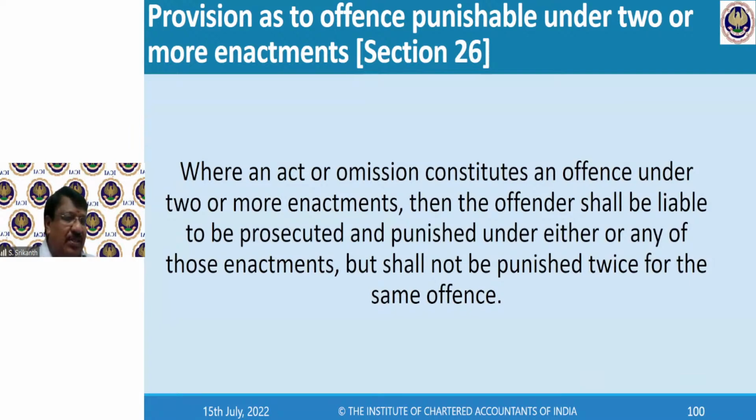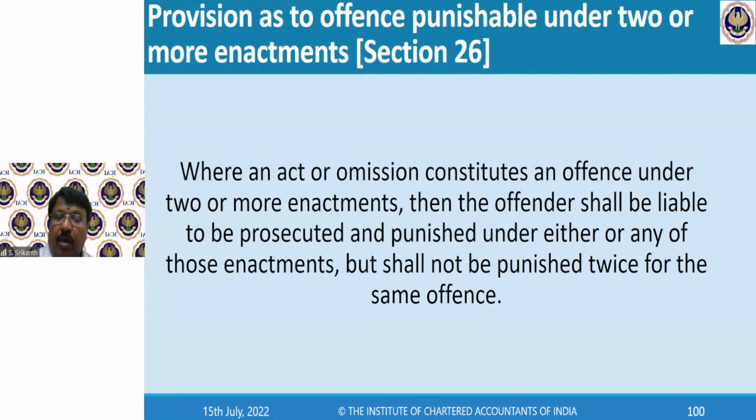For the same offense. What is an offense? We already saw the term offense. Any violation of a law, any omission or not complying with or committing or doing something which is prohibited or not doing something which is compulsory. When you are bound by a law to do something, you have not done it. For example, linking Aadhaar and PAN. You have to do it. You have not done it.